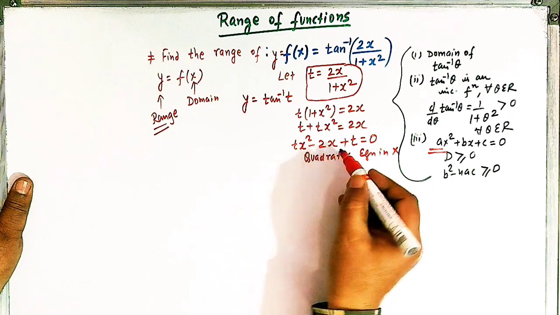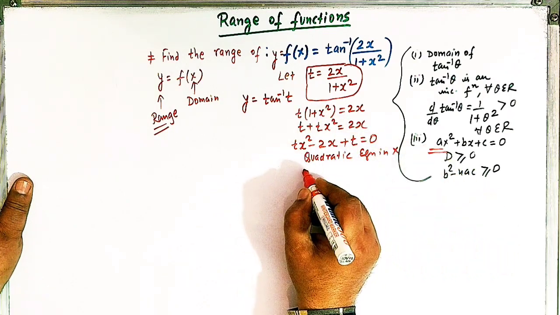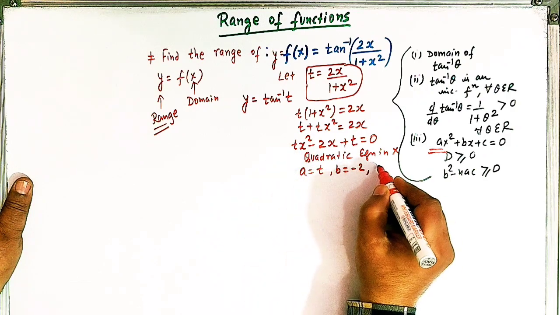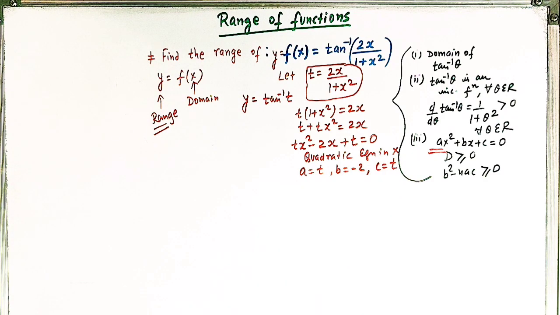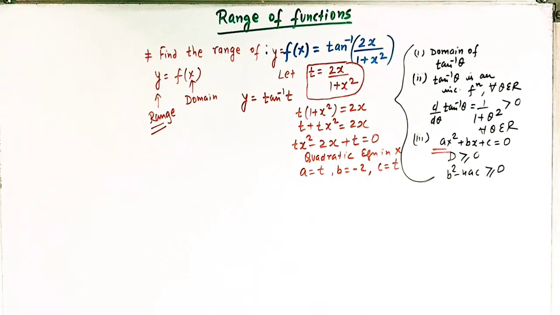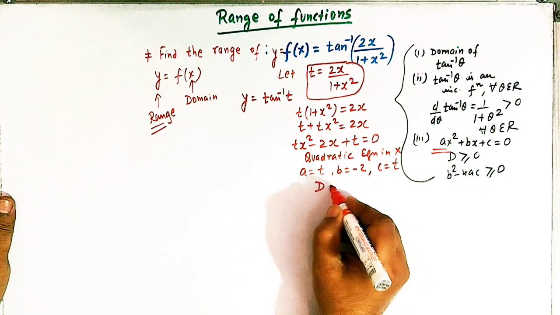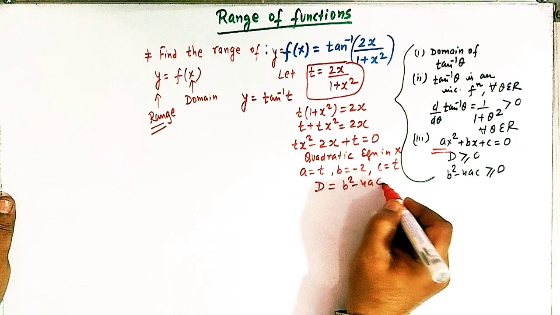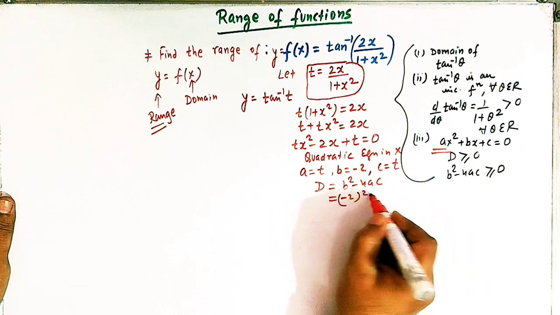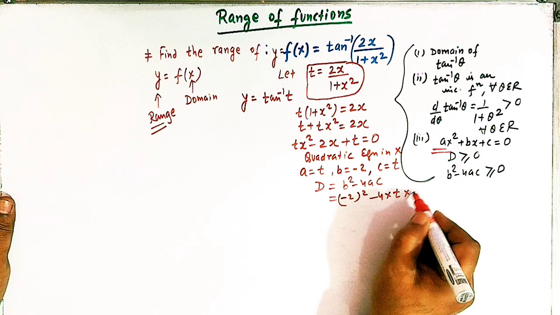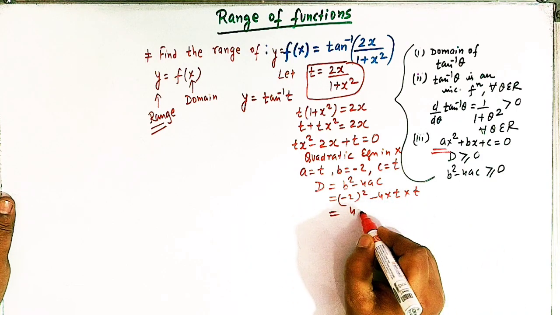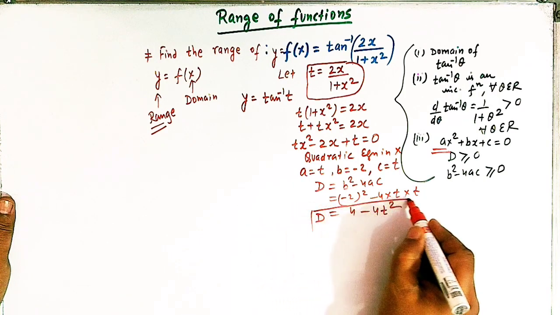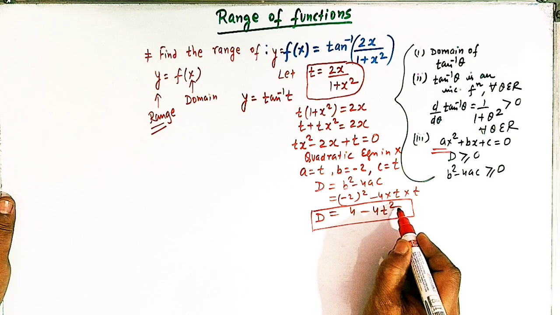So now if we compare the coefficients, we have a equal to t, b equal to minus 2, and c equal to t. Now let us calculate the discriminant of this quadratic equation, which is b square minus 4ac. So we have minus 2 square minus 4 times t times t. So this is 4, and here we have 4t square, right? So now we have the discriminant as 4 minus 4t square.